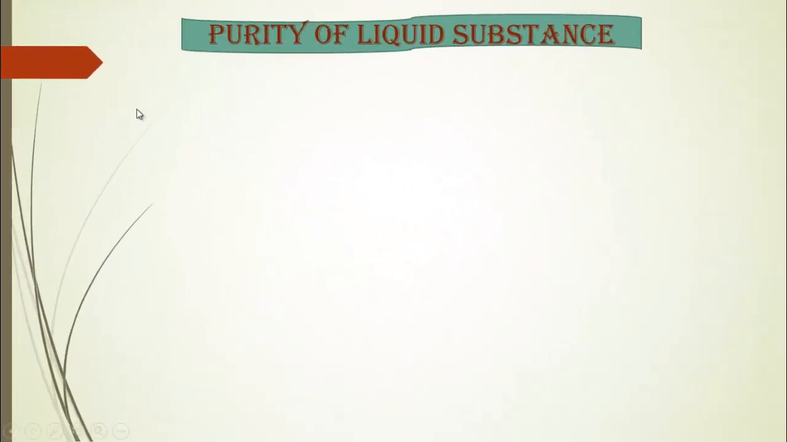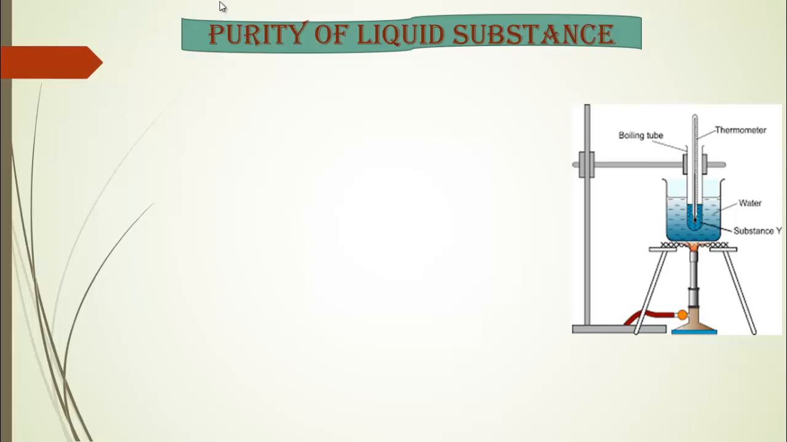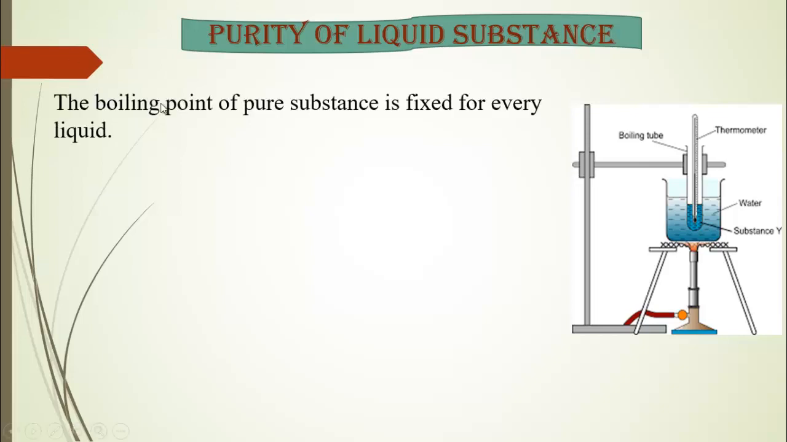Now also there are more substances which have boiling points. For example, the boiling point of pure sodium chloride is 1465 degrees centigrade, etc. Now we will know about purity of liquid substance. Follow here. The boiling point of a pure substance is also fixed for every liquid. For example, the boiling point of water is 100 degrees centigrade.